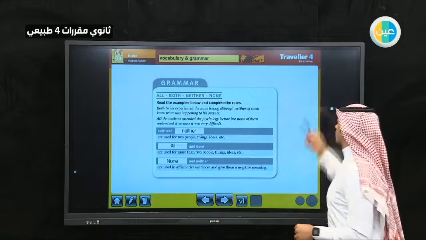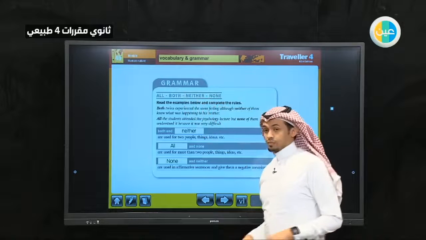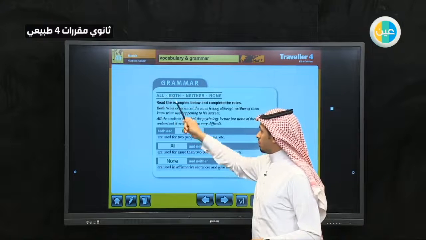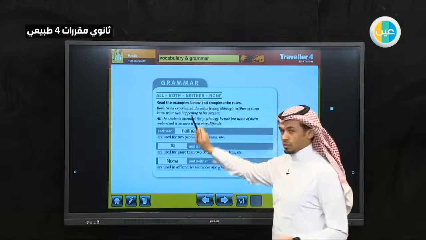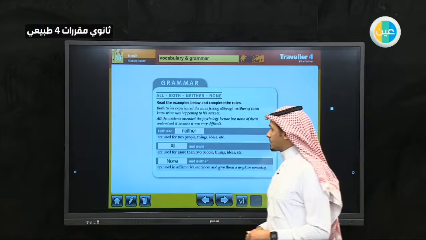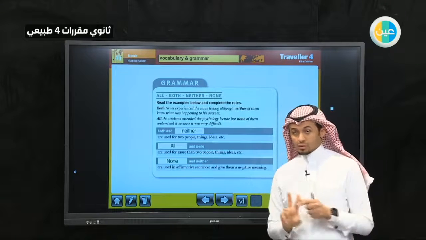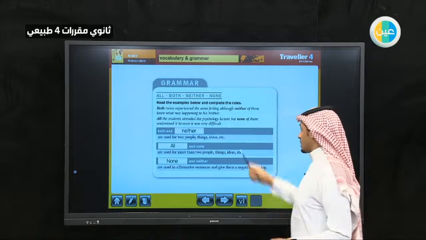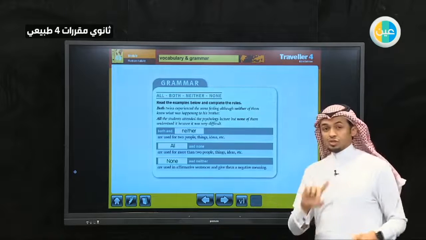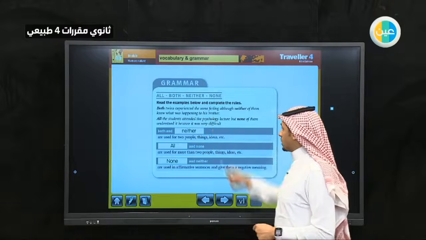We have on our book Traveler 4 we have grammar. Today we will talk about all, both, neither, and none. Both twins. So if we have two brothers, both twins experienced the same feeling, although neither of them, which means none of them, knew what was happening to his brother.